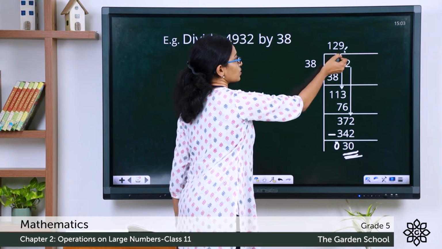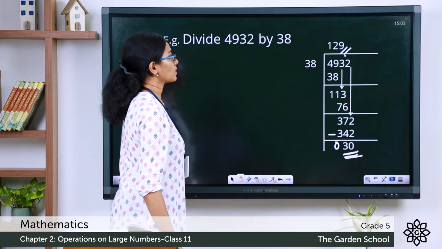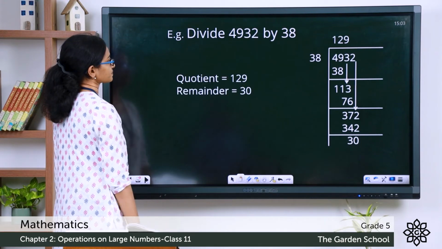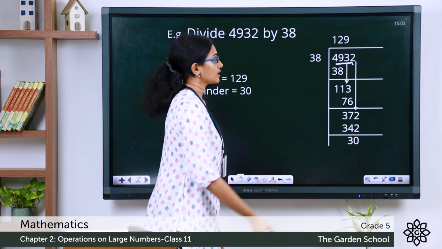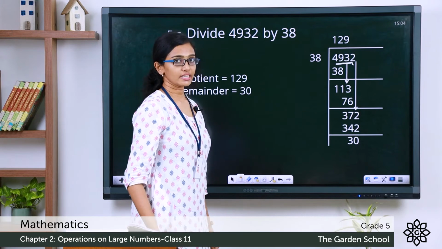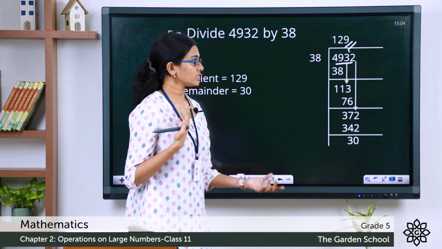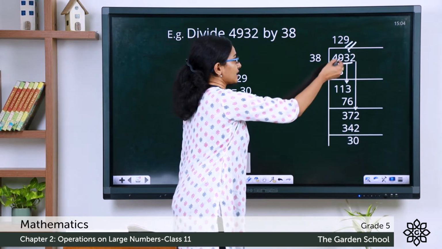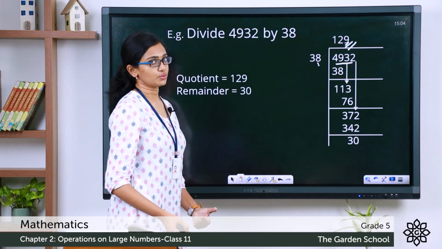So, here what is the quotient? This is the answer and that is the quotient. What is the quotient here? It is 129. And what is the remainder here? 30. Now, how do we get this 30? When 4932 was divided by 38, we got 129 as the quotient and 30 as the remainder. It means that there are 129 38s in this 4932.